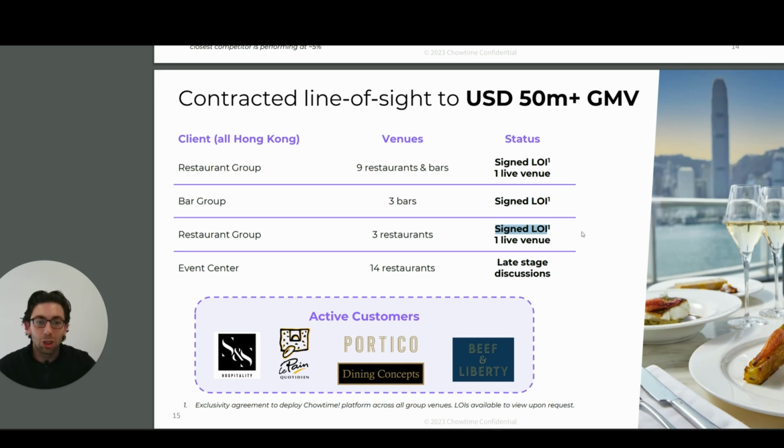The traction we've generated is going to accelerate because we've already onboarded these restaurant groups that have a number of restaurants and bars. And if we are able to successfully deploy our product across all of these restaurant groups, that represents a GMV opportunity of 50 million US dollars, which is like a ton of money. Obviously, we need way more than that to be a big sustainable business and ultimately get a liquidity event, but it's a ton of traction that we've already signed up.